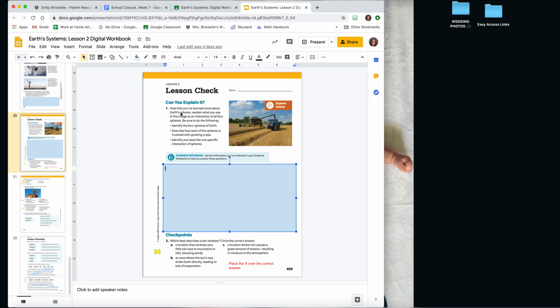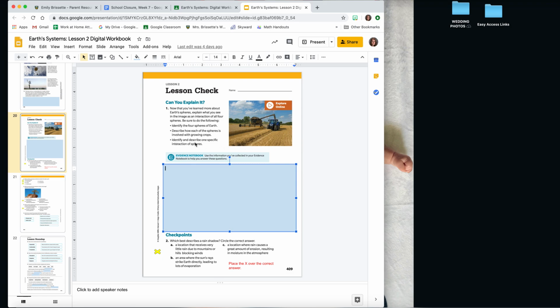Now that you've learned more about the Earth's spheres, explain what you see in the image as an interaction of all 4 spheres. Be sure to include the following. So what are the 4 spheres of the Earth? The specific science name for Earth, water, air, and living beings. You're going to describe how each of the spheres is involved with growing crops, which should be pretty simple. What do we need with the earth, the water, the air, and human beings in order to grow agricultural crops?